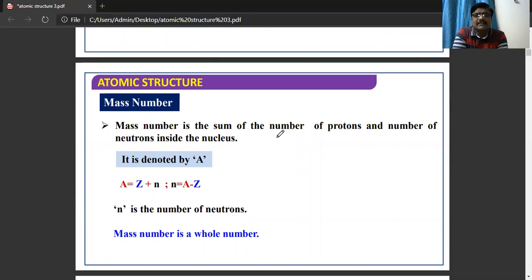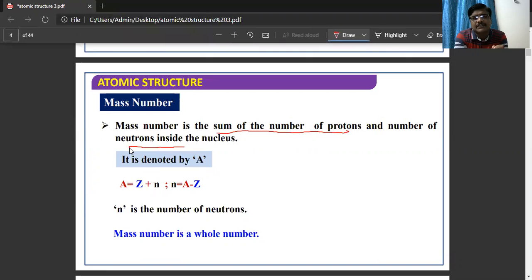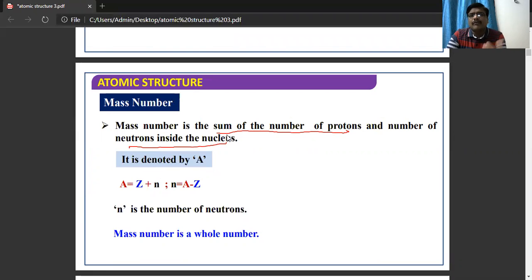Now coming to the mass number. Atomic number is denoted by Z. Mass number can be defined as the sum of the number of protons and the number of neutrons inside the nucleus. We know that the nucleus consists of protons and neutrons. So this is denoted by A.